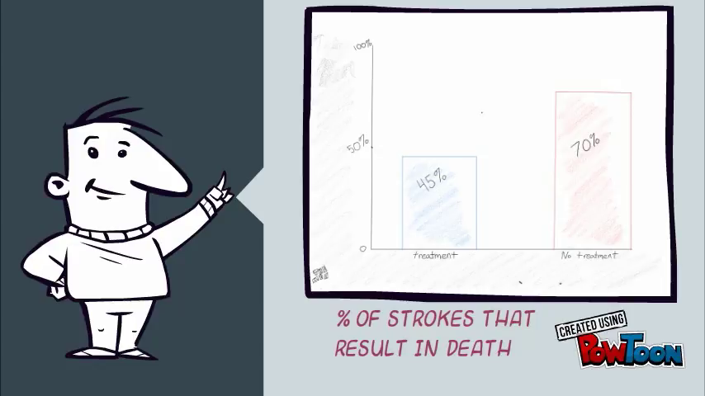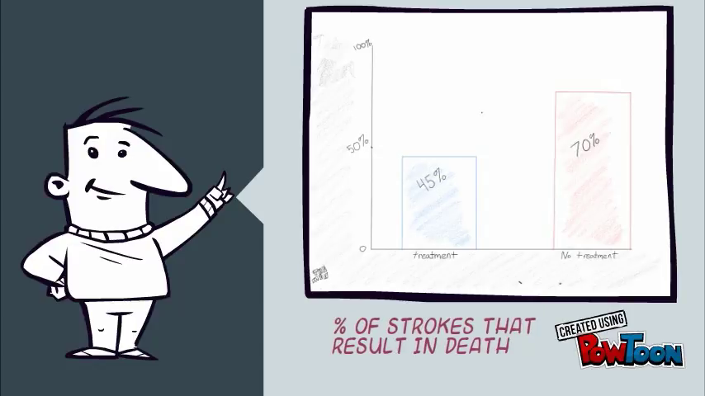Here we have a chart with the percentage of people who died after having a stroke, with the control, non-treatment group on the right and the drug treatment group on the left. At first glance, when looking at this chart, it appears that the treatment saved 55% of patients.